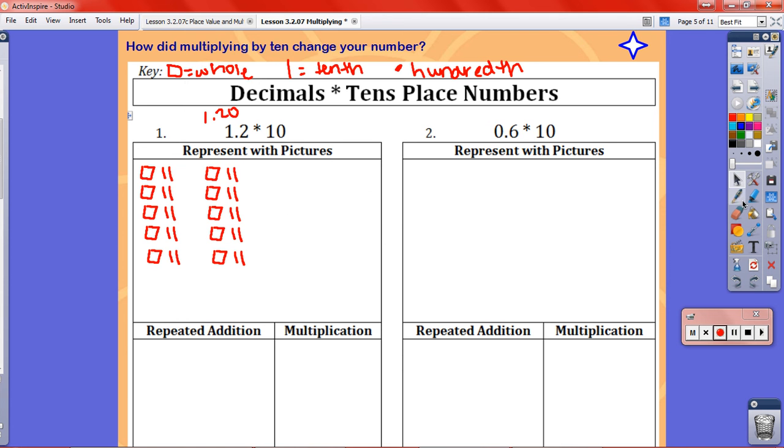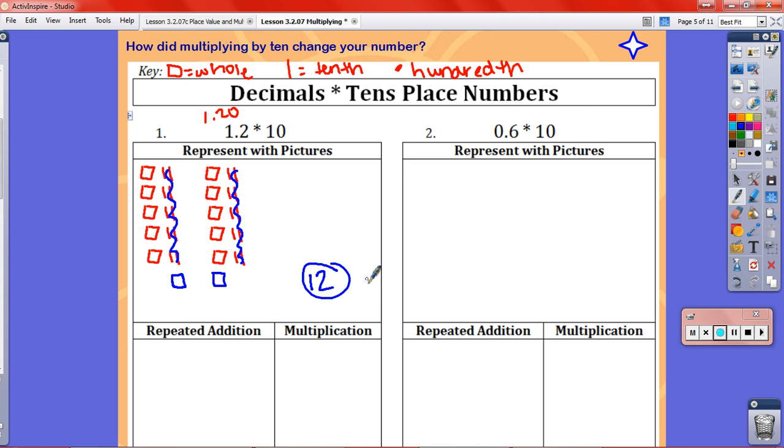Now what I'm going to do is start regrouping my tenths, because when I have 10 tenths, it makes a whole. So that's 2, 4, 6, 8, 10, so that's going to be a whole. So I add a whole. And that's 2, 4, 6, 8, 10, so that's going to be 10 tenths, which is a whole. So now I have 5, 10, 11, 12.